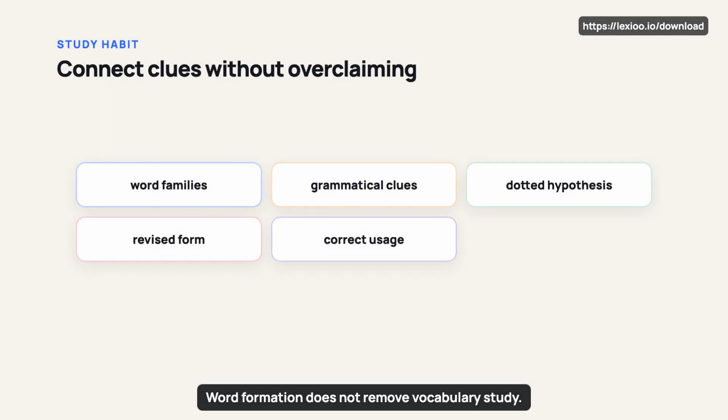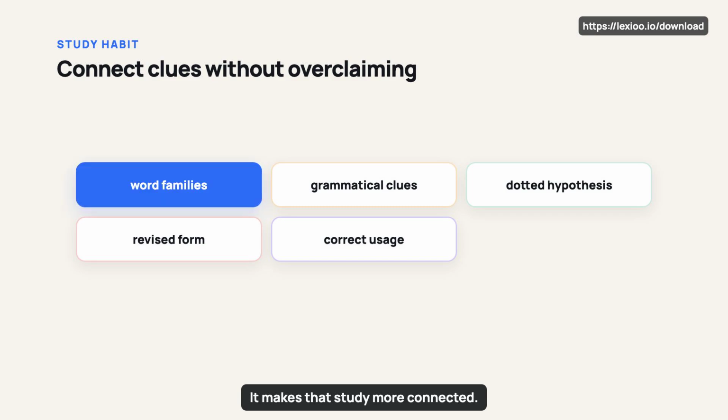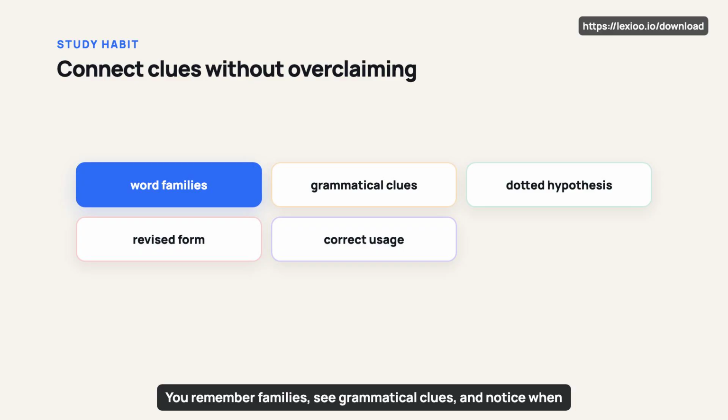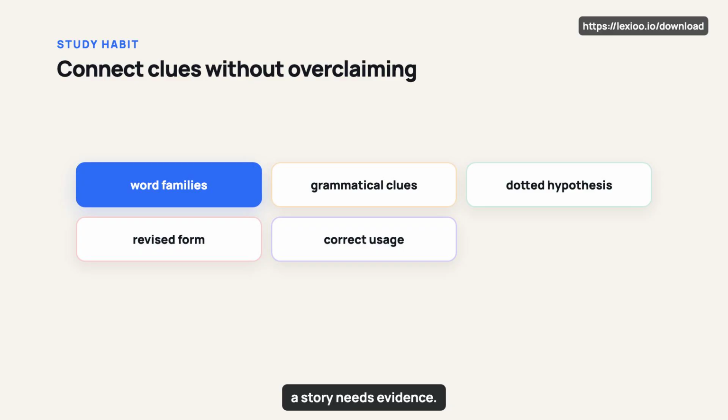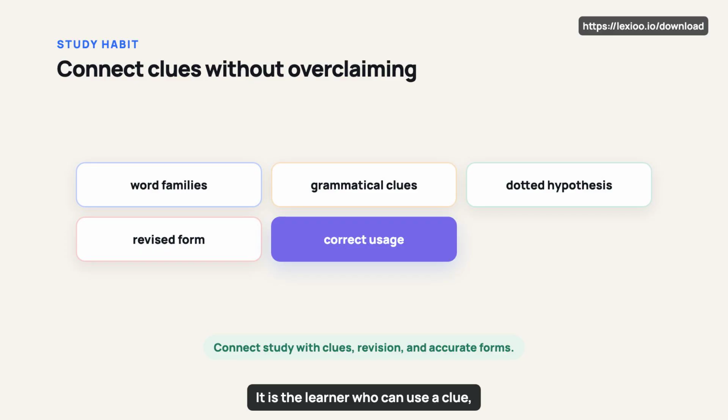Word formation does not remove vocabulary study. It makes that study more connected. You remember families, see grammatical clues, and notice when a story needs evidence. The strongest learner is not the fastest guesser. It is the learner who can use a clue, revise a hypothesis, and keep the correct form.